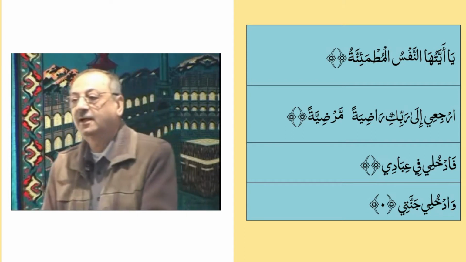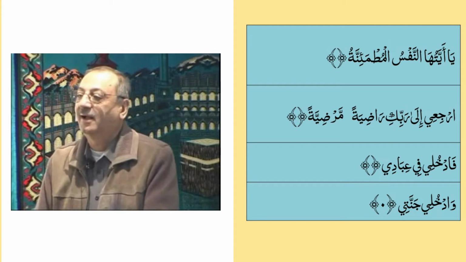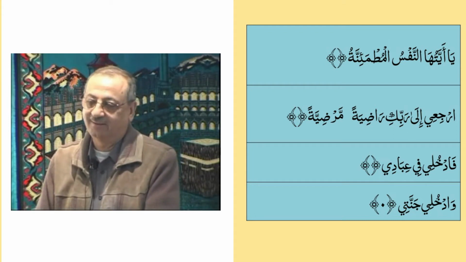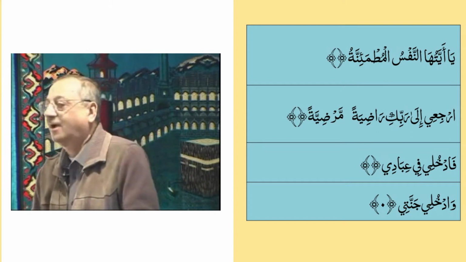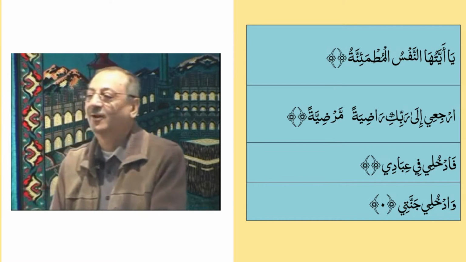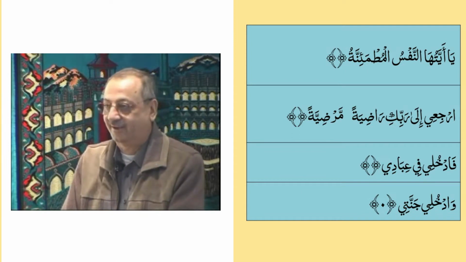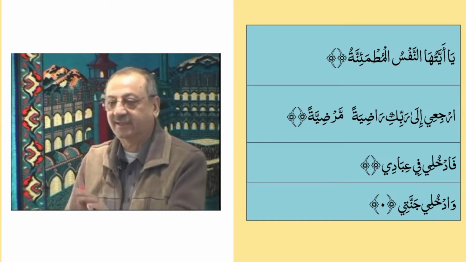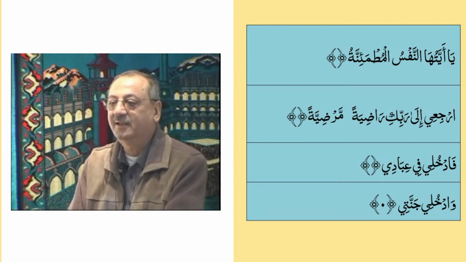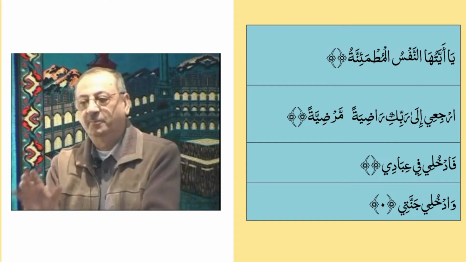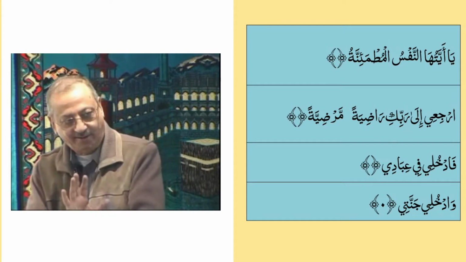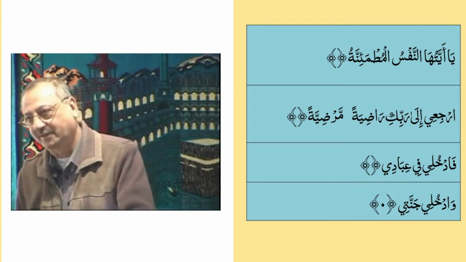Ya, harfu nida. Where is munada? Ayyatu. Ayyatu is your munada. Okay? And then what is ha? Ha is called harfu tanbih. As I said, we are going to learn. I'm only telling you. Harfu tanbih. Tanbih is to bring someone to attention. Later on we'll learn in detail. I don't want to go into detail now.